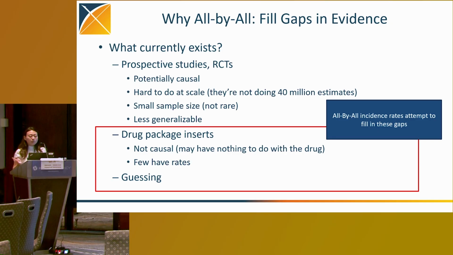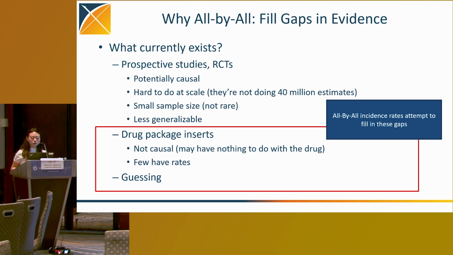Well, I said earlier that we have these huge gaps in evidence. What currently exists is prospective studies and randomized control trials, of course. That's kind of the gold standard when it comes to generating medical evidence, and we like that because it's potentially causal, but they're really hard to do at scale. We're not running 40 million RCTs to answer our questions. It's hard to do that.